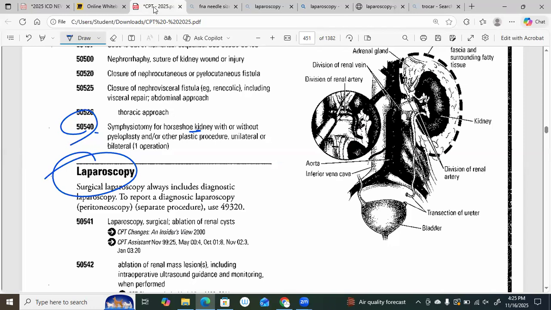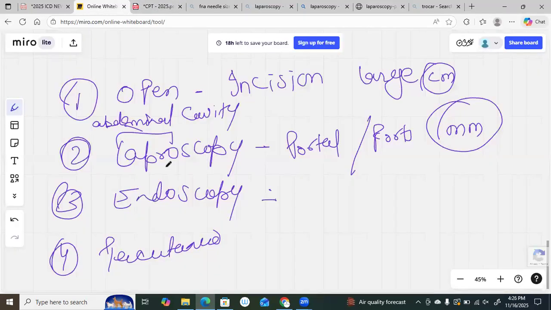Okay. Next, we have the endoscopy approach. Endoscopy approach we had discussed in the last session. Now you have to tell me what is the difference between endoscopy and the percutaneous approach. We had discussed the endoscopic approach in the last session. We talked about the EGD, colonoscopy.